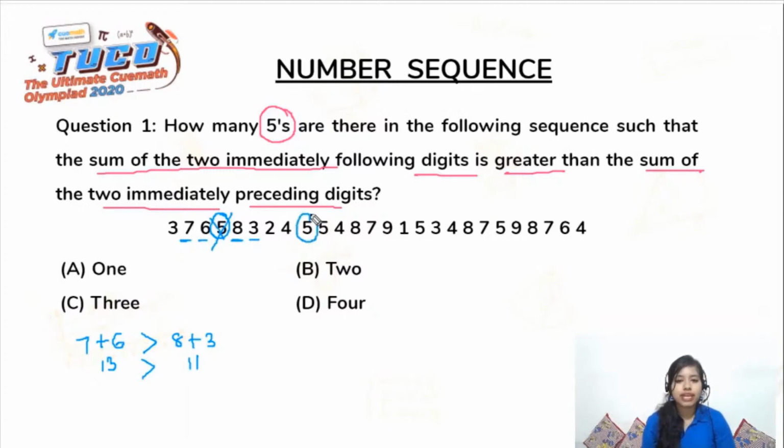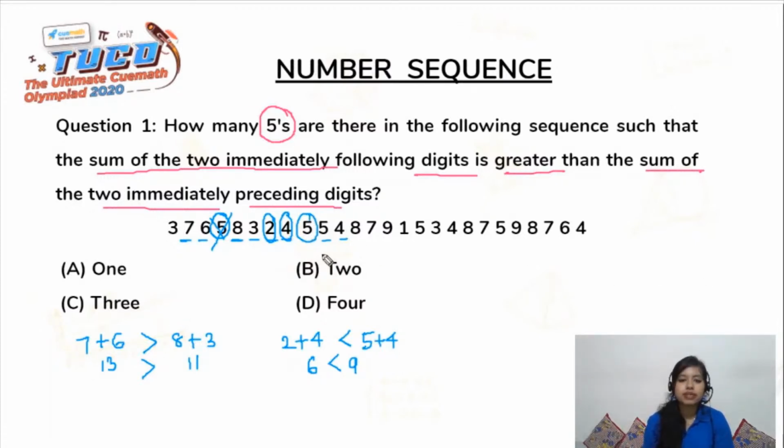Similarly, let's go ahead with the next one. Here's a 5. So we know that 2 and 4. What's the sum of 2 and 4? It's a 6, right? So 2 plus 4 is 6 and 5 plus 4 is 9. So 5 plus 4 is equal to 9. Here what do we notice? 6 is lesser than 9, or you could say 9 is greater than 6. So can I say that the sum of the following digits is greater than the sum of the preceding digits? Yes. Hence this would be considered as one of our 5s.